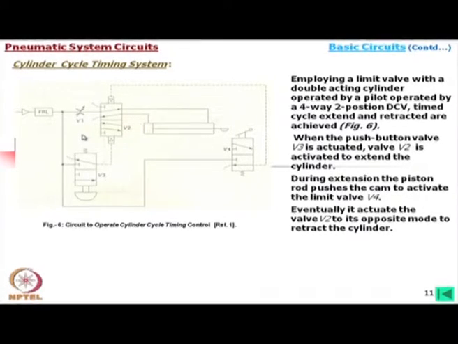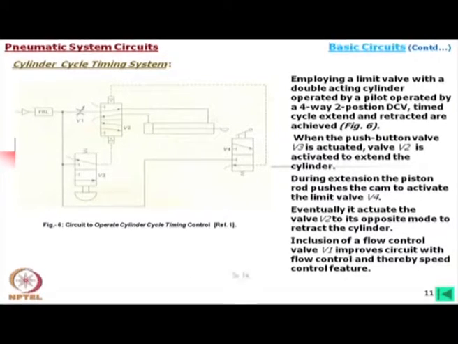Now, during retraction we can control this as well. This means that if we operate this valve V1, then this will return at a controlled speed. Inclusion of flow control valve V1 improves the circuit with flow control and thereby speed control features.